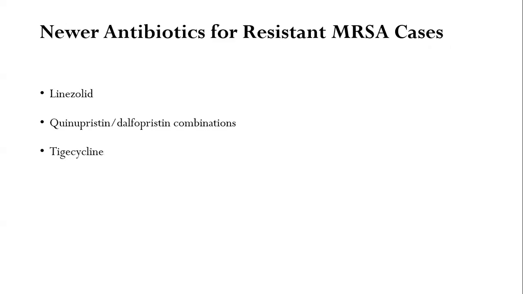The newer antibiotics for resistant MRSA cases that we can use nowadays are linezolid, which is a very, very good antibiotic for resistant MRSA cases. We can also use quinupristin and dalfopristin combinations. And another agent which is also very good for resistant MRSA cases is tigecycline. So these are some of the antibiotics: vancomycin, linezolid, and teicoplanin. In addition, quinupristin and tigecycline. Okay, that was all about MRSA.